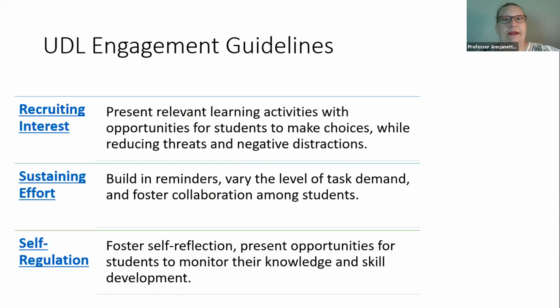Here are the 3 guidelines under the engagement principle. They are defined as recruiting interest by presenting relevant learning activities with opportunities for students to make choices while reducing threats and negative distractions; sustaining effort by building in reminders, varying the level of task demand, and fostering collaboration among students; and also self-regulation. Present students the opportunity to monitor their own knowledge and skill development. This could be done through reflective assignments, checklists, and goal-setting activities.